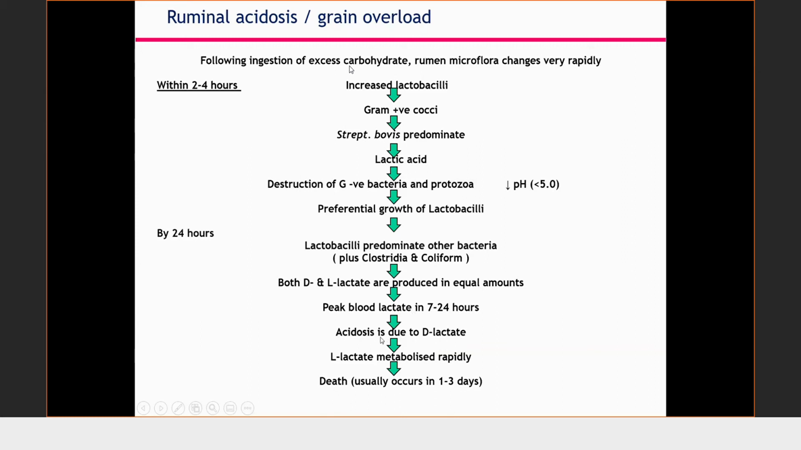Both D and L lactate are produced in equal amounts, then there is a peak of lactate in blood, leading to acidosis. I mentioned that in metabolic acidosis, the acidosis could interfere with blood circulation, which means reduction in blood circulation, as well as failure of other vital organs. There will be lactate in metabolism then, and usually the animal might die within 1 to 3 days as a result of this grain overload. But usually the incident is quite acute, commonly seen within 24 hours. And you expect to see also the blood.